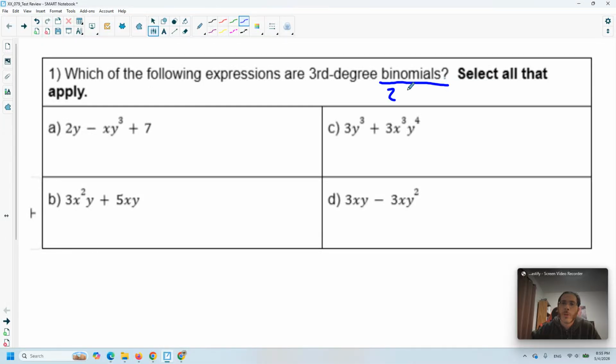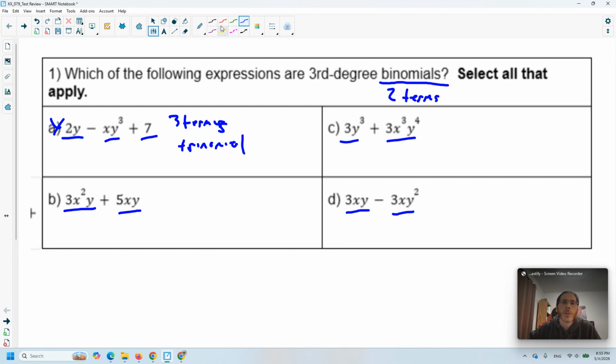So remember, binomial only has two terms. So if we look, this one has two terms. That one's okay. This one has two terms. That one's okay. This one has two terms. This one's okay. This one has three terms. This one is not okay. This one is a trinomial, so we would get rid of this one.